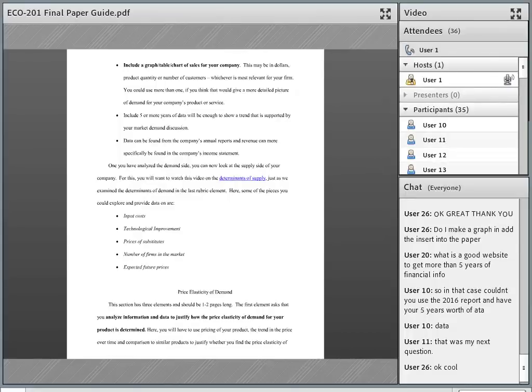So Lori asks, so in that case, couldn't you use the 2016 report and have your 5 years worth of data? Lori, yes, if 2016, like I said, some companies in their annual reports list only 3 years of data when it comes to sales and costs. Some list 5, so it depends on the company. And maybe you want to go more than 5 years. And also, I think it's valuable to pull up some of the older ones, 2015, 2014, 2013, and just read what they were talking about.